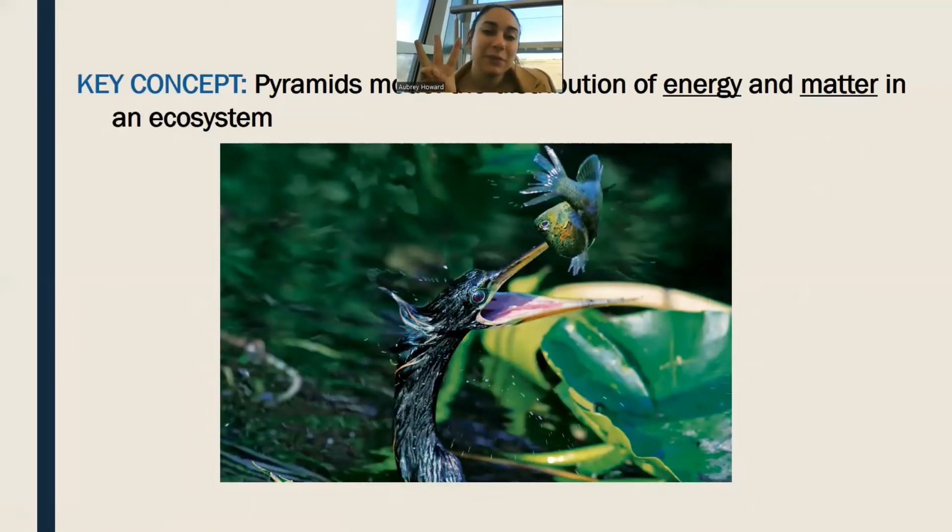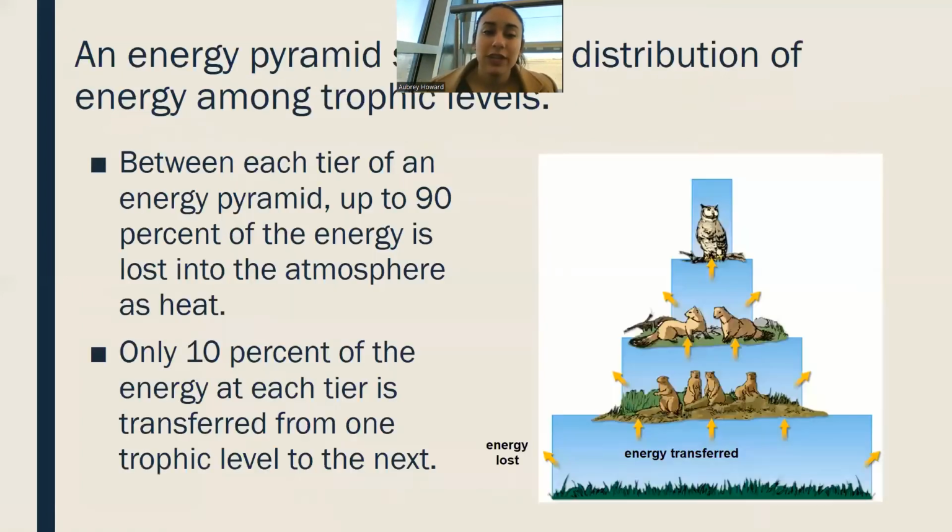Okay, key concept number 3, energy pyramids, or just different pyramids, can model both energy and matter in an ecosystem as a whole. So when we start looking at the organisms in a particular ecosystem, you can look at different key aspects of that and have that visually represented by some sort of pyramid. So for an energy pyramid, you can see how we have these arrows similar to how we would see it in a food chain or a food web, showing movement of this energy from one source to another.